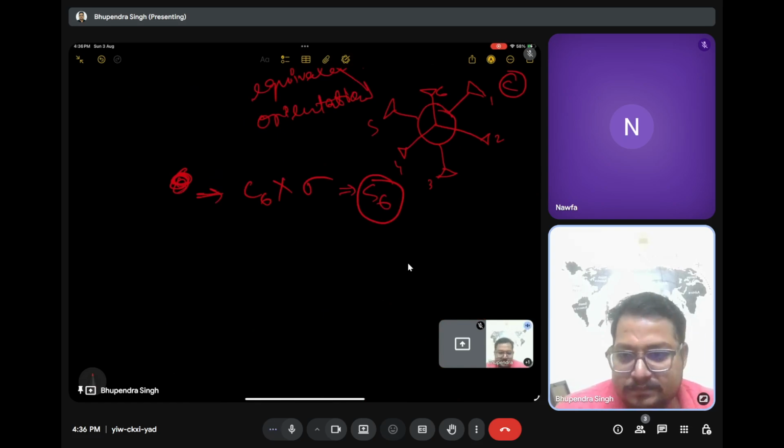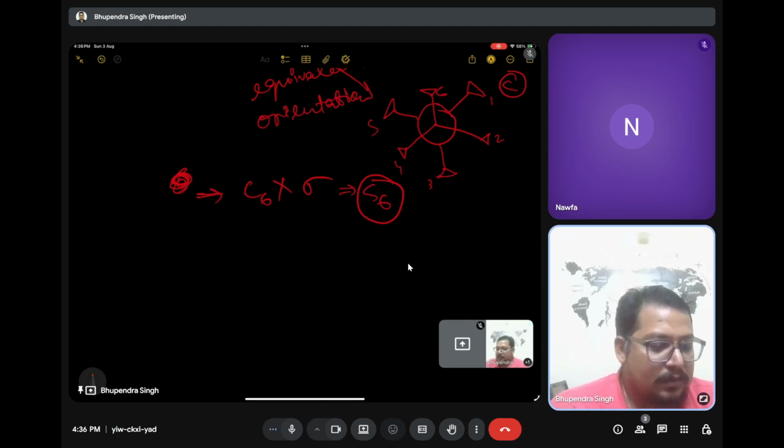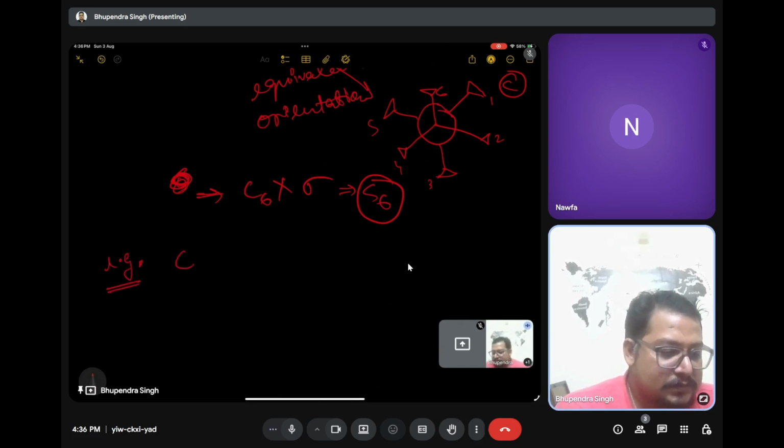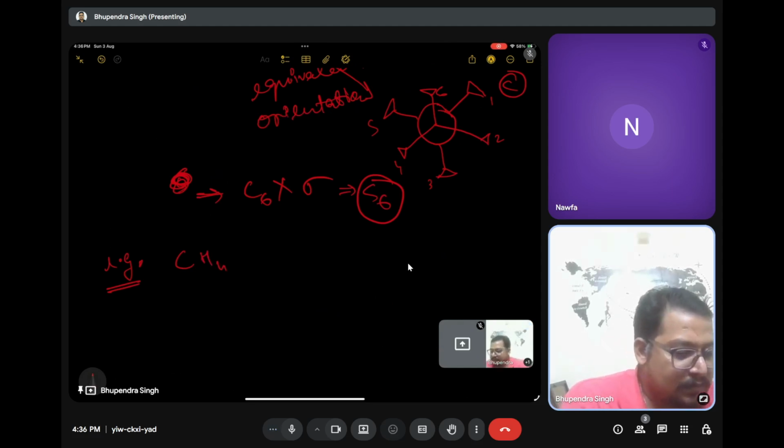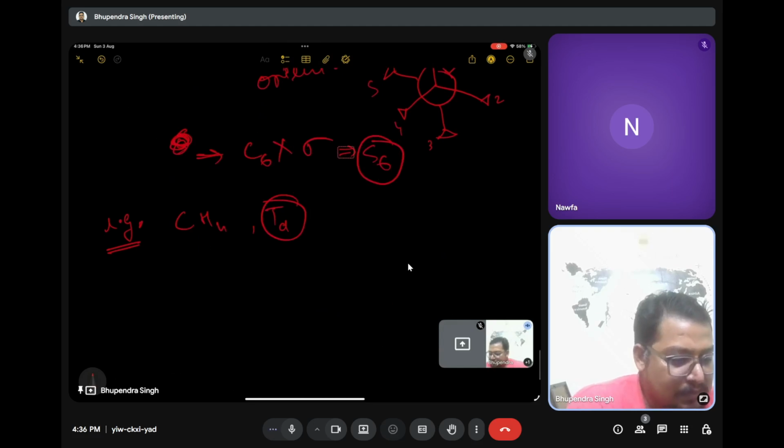And I have given this example also, in which both axis of symmetry and plane of symmetry were present, but it is not necessary. Let's say CH4, this one, this is tetrahedral as we have studied. Let's say I'm drawing it like that, H, H, this is H, this is H.